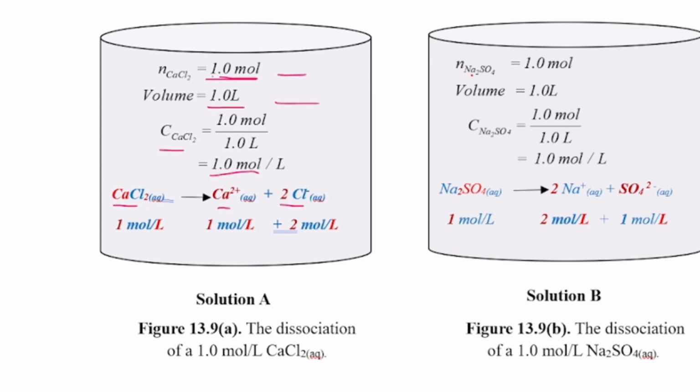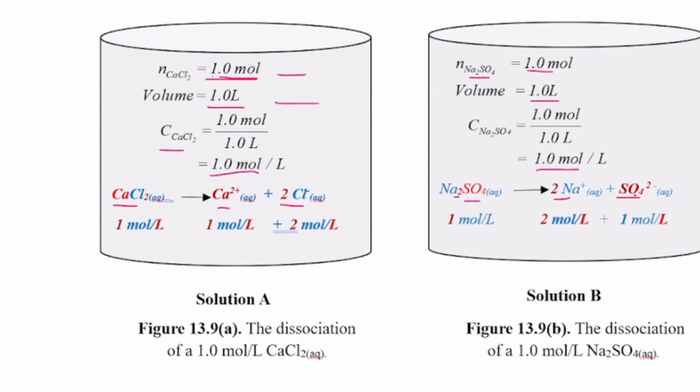Now the example across here, we're using sodium sulfate. That's the number of moles, 1 mole in 1 liter. Concentration, divide number of moles by the volume. We end up with 1.0 mole per liter. And look what happens. This 2 here gives you 2 moles of sodium, so it'll be 2 moles per liter of sodium. And this is 1 mole per liter of sulfate there, okay?